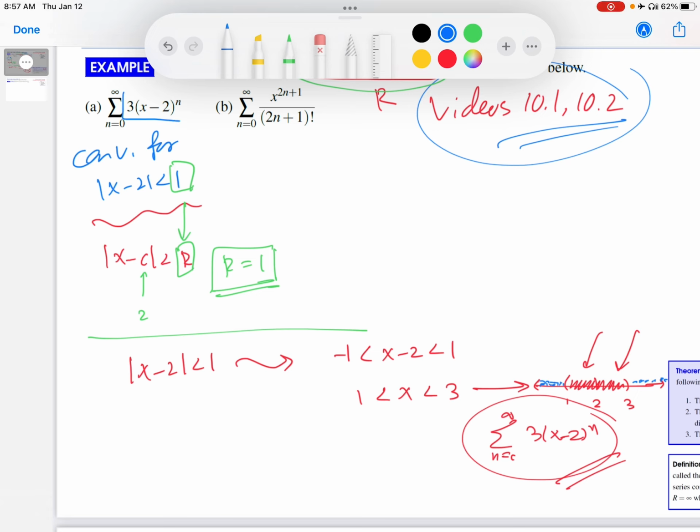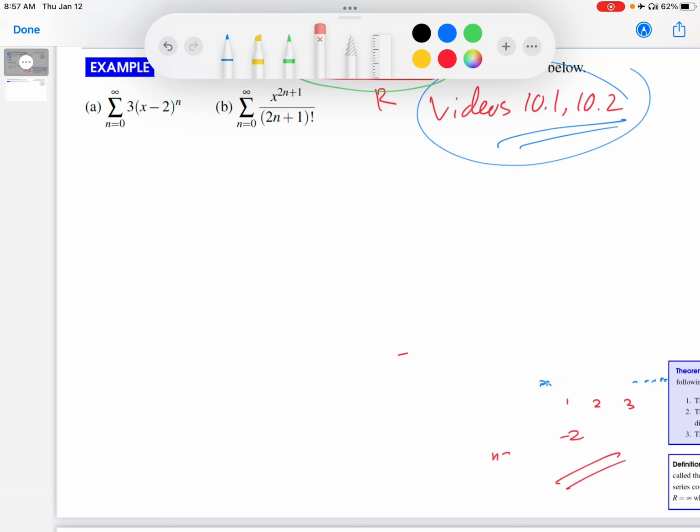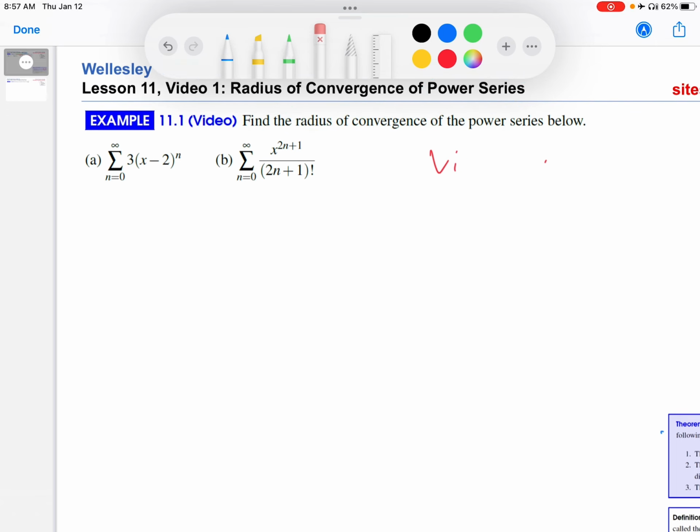So we could plug in x equals 3 and investigate that. We also could plug in x equals 1 and investigate that and see if the series converges or diverges there. We won't do that here because the point of the example was to find the radius of convergence. So instead we'll look at the second example and then wrap this video up. Let's take a look at that second example.